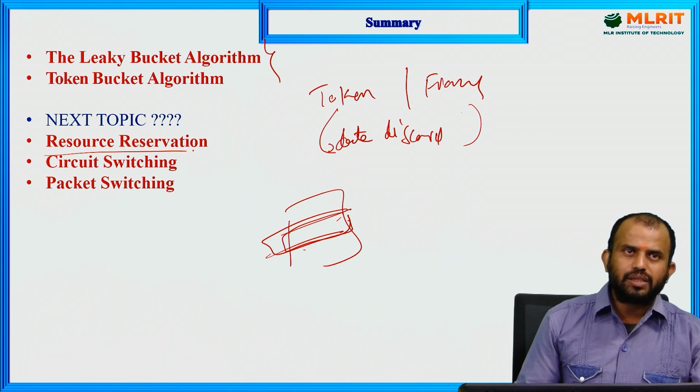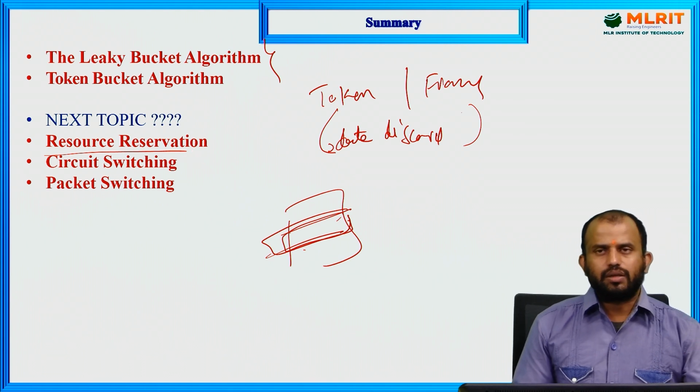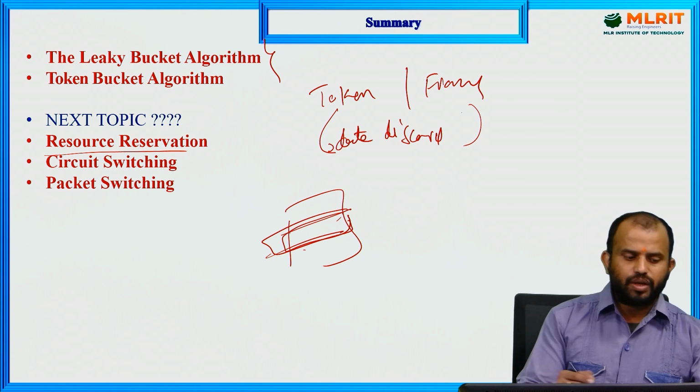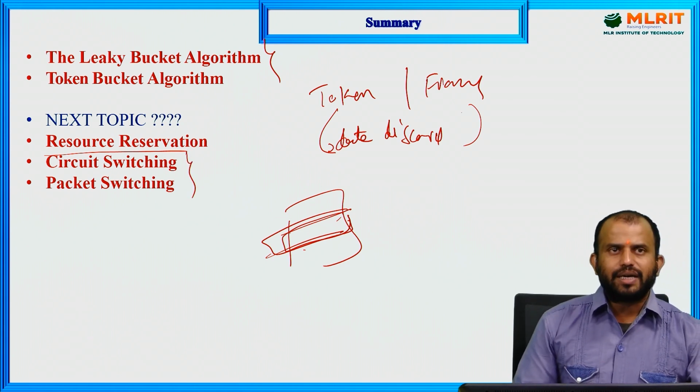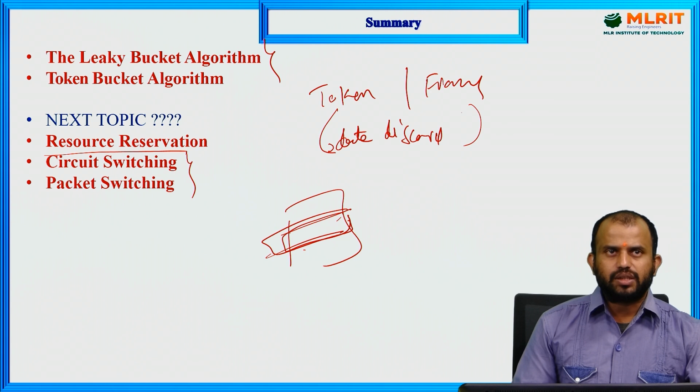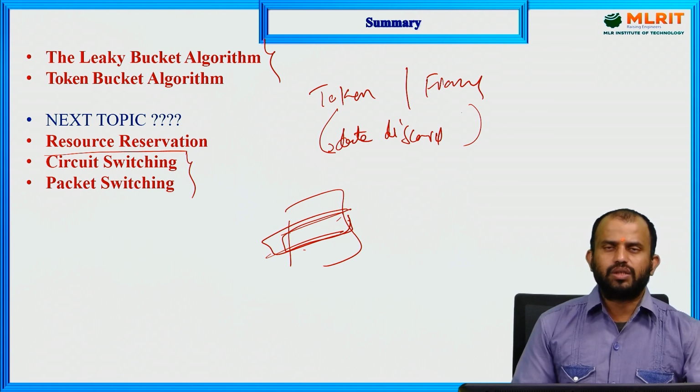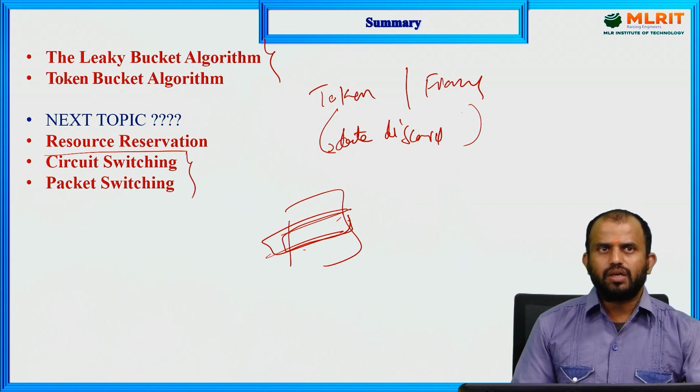To handle this information transmission in a bucket formation or resource formation, we follow some kind of mechanism, either circuit switching or packet switching. We will discuss these in the next session: resource reservation, circuit switching as well as packet switching. Those topics we discuss in the upcoming sessions.